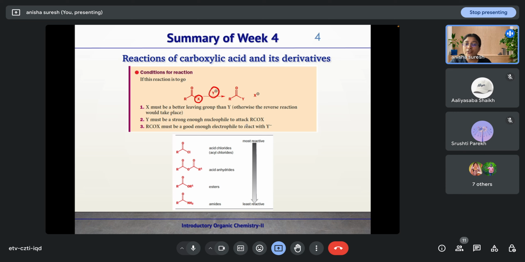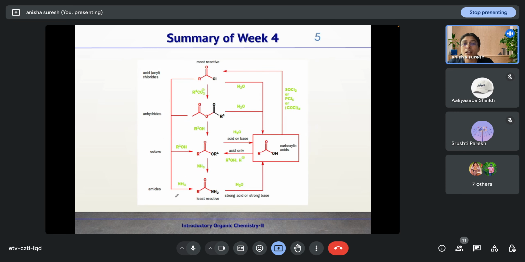And the reactivity of different carboxylic acid derivatives is as shown below. Acid chlorides or acyl chlorides will be more reactive compared to acid anhydrides, compared to esters, compared to amides. Amides are the least reactive among the carboxylic acid derivatives. Okay. Now coming to the different reactions that can take place for the carboxylic acid derivatives.